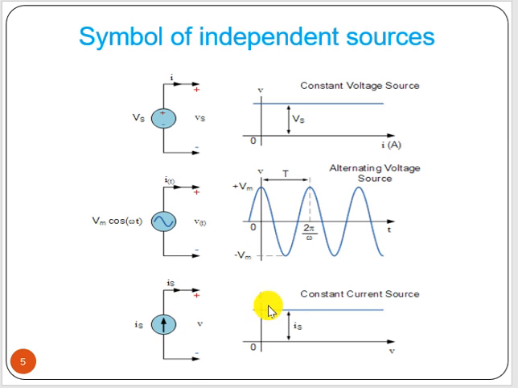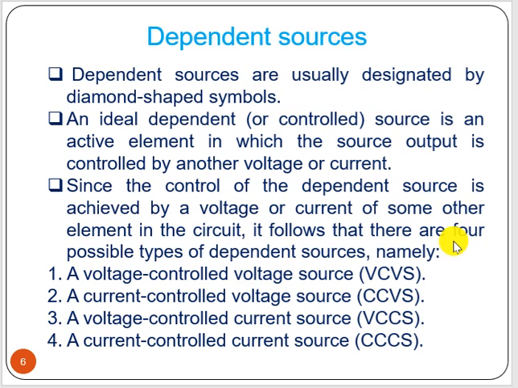Now current source, this is an example of a DC current source, an ideal current source. It can be AC also. Here you have to write Im, Im sin omega t, or Im cos omega t. Now dependent sources. Dependent sources are usually designated by a diamond-shaped symbol. In the case of ideal independent sources, it is a circle, and dependent sources are designated by diamond-shaped symbols.